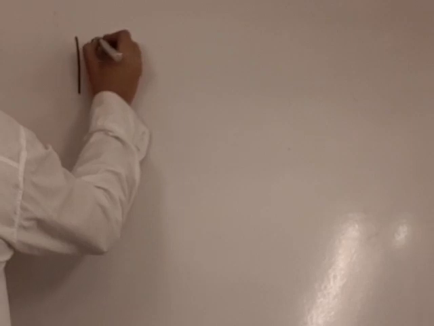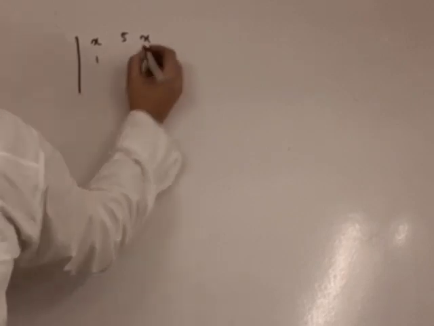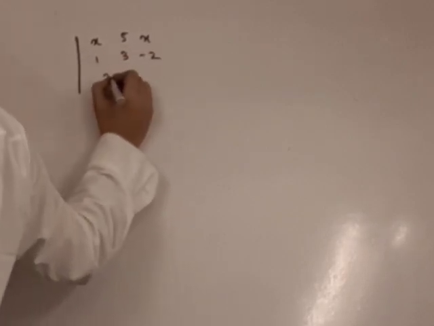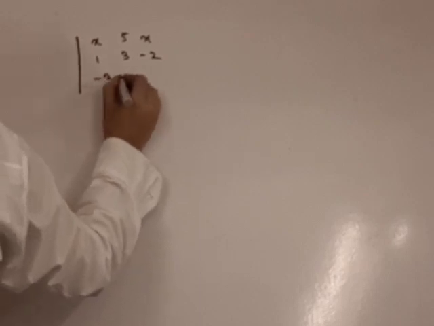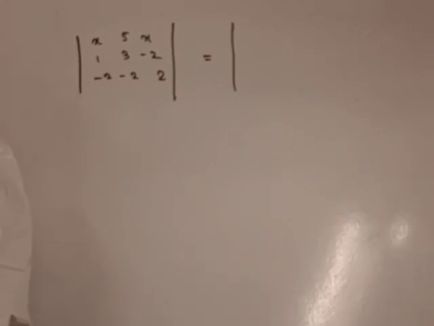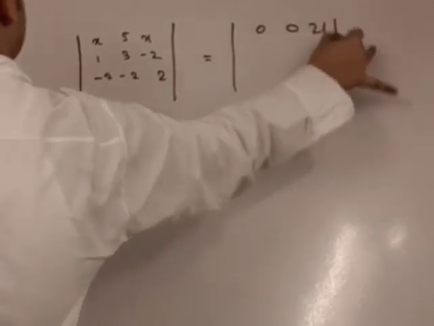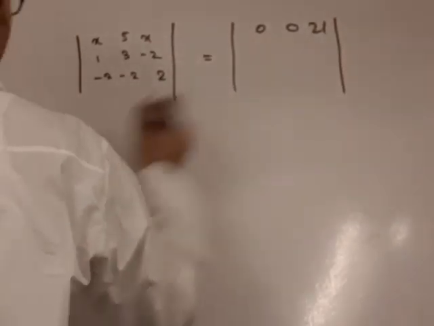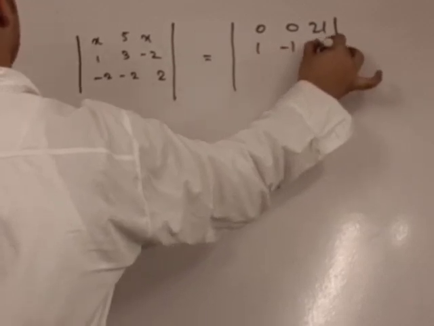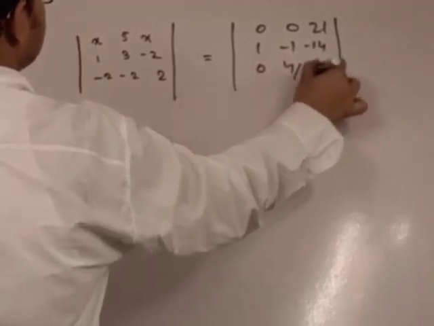So how can I do this? The determinant of both the matrices is the same. So the determinant of the right side, what was the matrix? x, 5, x, 1, 3, minus 2, 2, minus 2, 2. This determinant is the same as 0, 0, 21, 1, minus 1, minus 14, 0, 4 by 3, 4. Since the determinant is the same, what can I do?